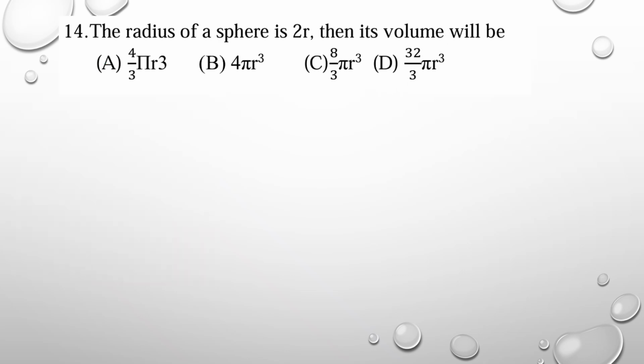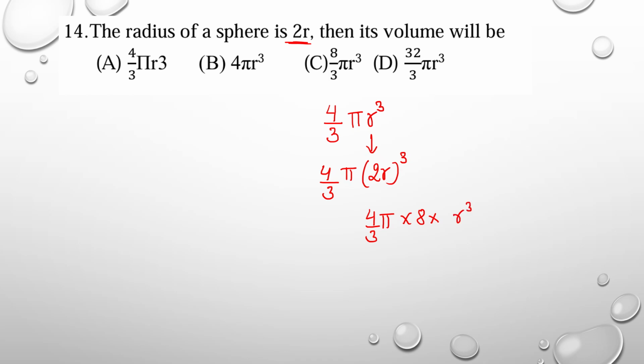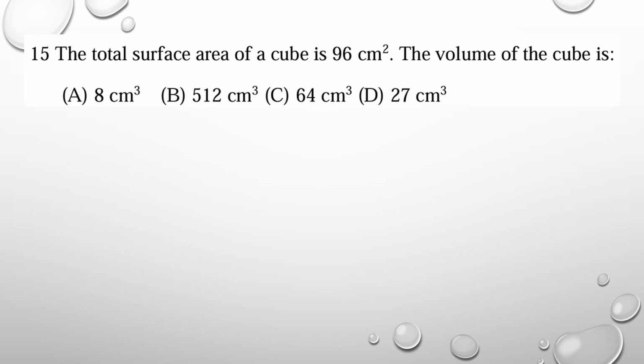Next. The radius of a sphere is 2r. Now what is the volume? We know volume of a sphere is 4 by 3 pi r cube. Radius is changed. Radius is 2r. So replace r by 2r. Rest is same, 4 by 3. Open the bracket, 4 by 3 pi. 2 into 2 into 2 is 8. r into r into r is r cube. 8 into 4, 32 pi r cube by 3. Answer is D.